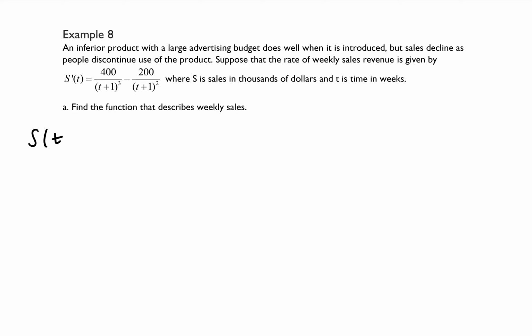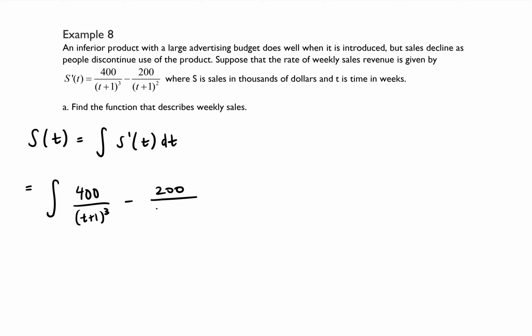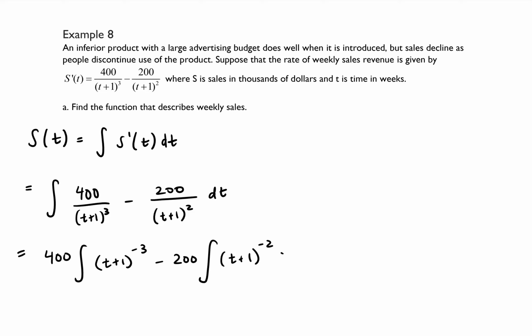So the weekly sales function is going to equal the integral of the s prime function, and so that's going to equal the integral of 400 over t plus 1 cubed minus 200 over t plus 1 squared dt. So let's do some rewriting so it's easier to take the integral. So I'm going to pull out the 400, and I'm going to rewrite t plus 1 to the negative 3rd power like that, and then t plus 1 to the negative 2nd power dt.